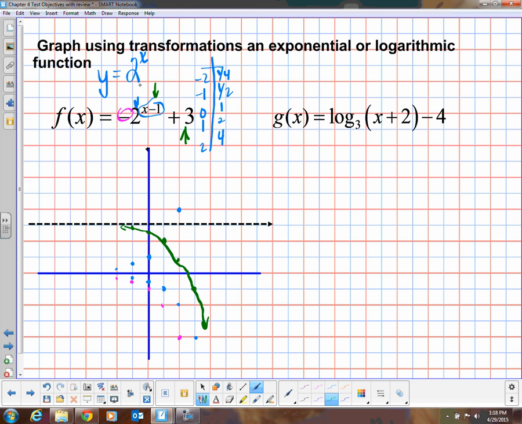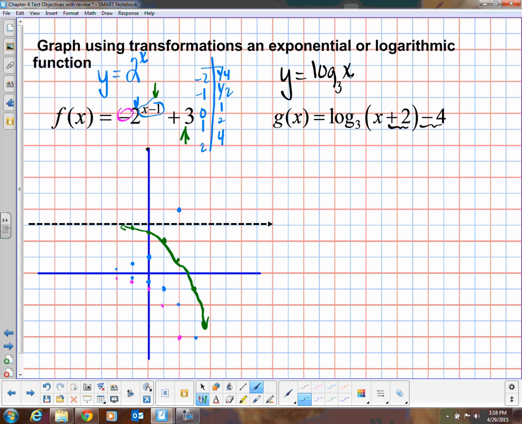Okay? So now, my suggestion to make this easy on the log one is to rewrite this as y equals log base 3 of x. All right? That's the parent function. This stays, and I have x. What is happening, by the way? Left 2 and down 4.